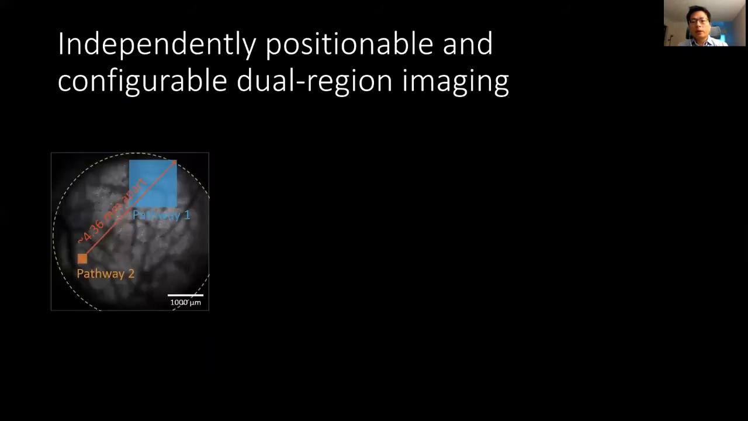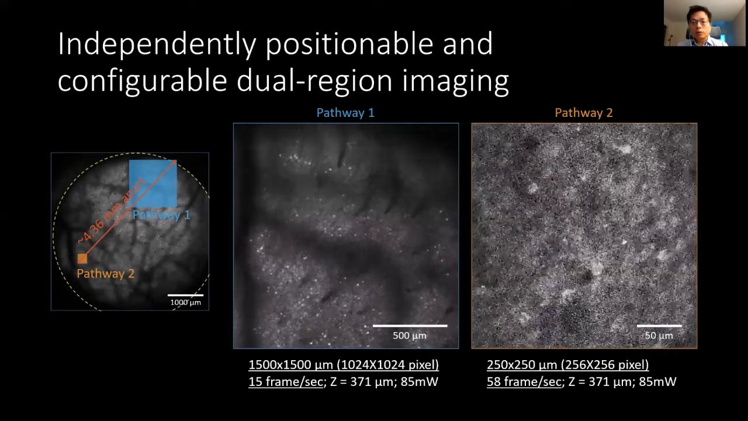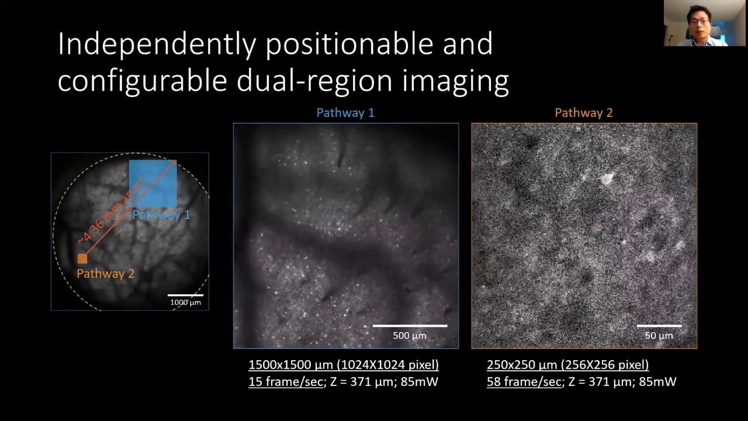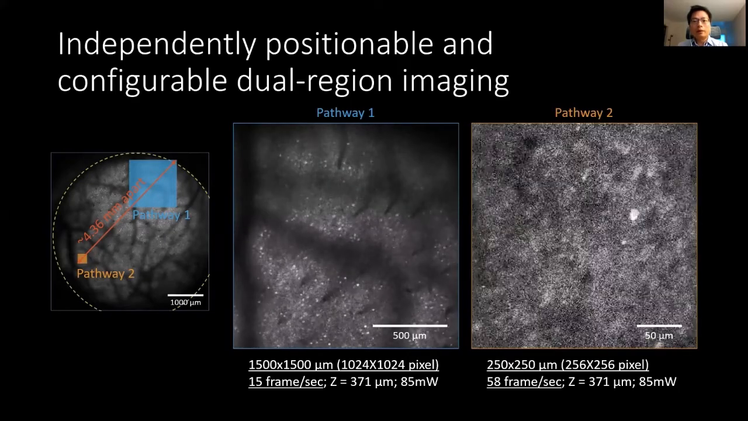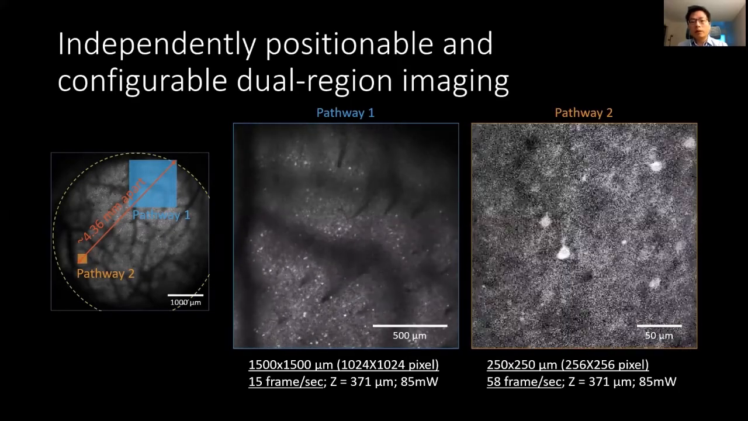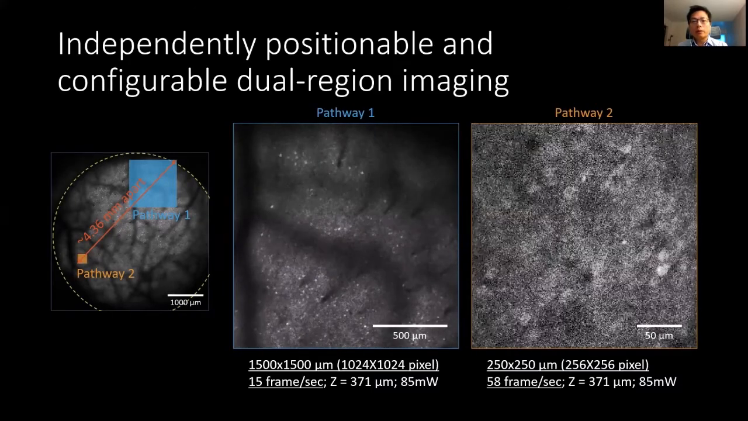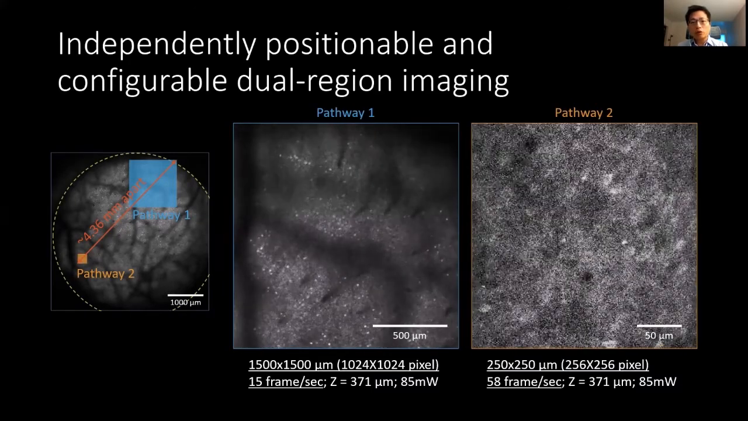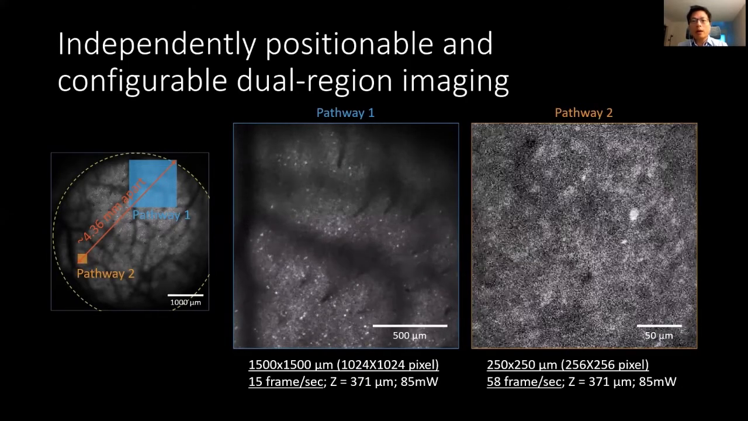The Diesel2P system also has very high flexibility in that it can not only position the two pathways independently, but also configure them differently. For example, the figure illustrates that the two pathways are positioned to image distant subareas within the large field of view. The movie shows the neuronal activity recorded by these two pathways simultaneously, and they have different imaging configurations. Pathway 1 images a larger area with a low frame rate, whereas pathway 2 images a smaller area with a higher frame rate.